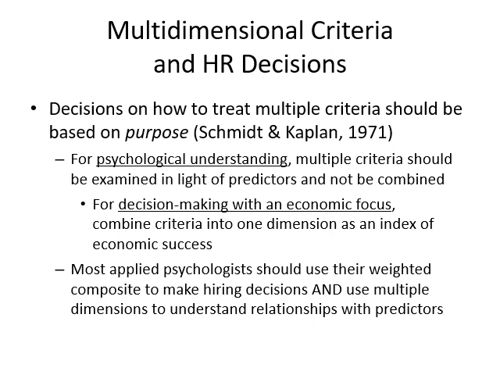So again, multidimensional criteria in HR decisions. Decisions on how to treat multiple criteria should be based on the purpose, and I already kind of talked about this. There's 2 types. There's developmental or psychological understanding, in which we really want to attend to the multiple criteria and the multiple ratings. And then there's decision making with an economic focus, where we probably need to figure out a way to come up with a single criterion score from those multiple dimensions. Most applied psychologists should use the weighted composite to make hiring decisions and use the multiple dimensions to understand the relationship with better predictors and to provide feedback. So again, what you're using your criterion for, your measure of performance, does guide how you treat it.